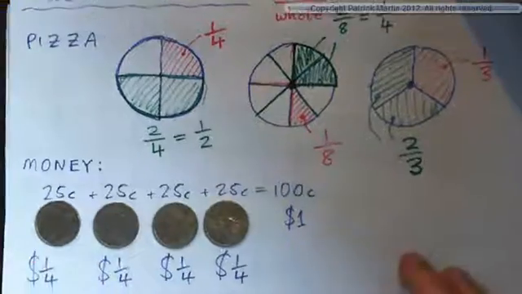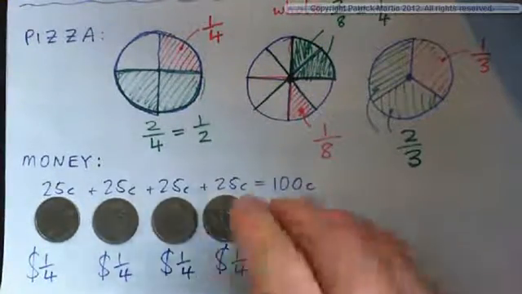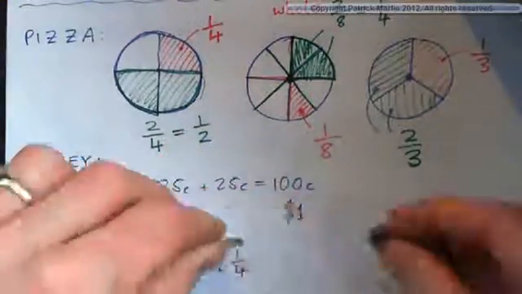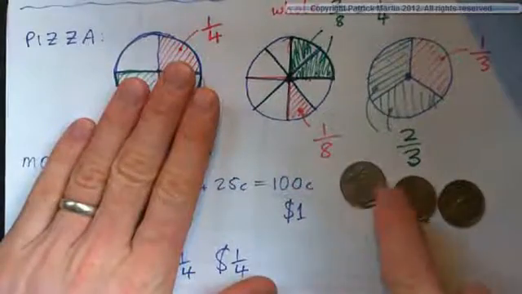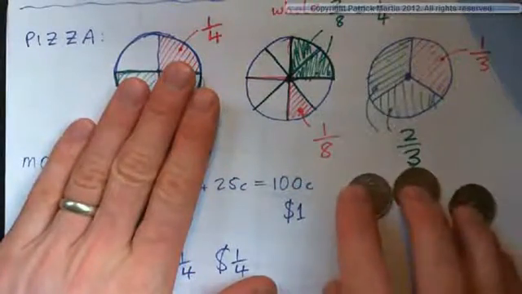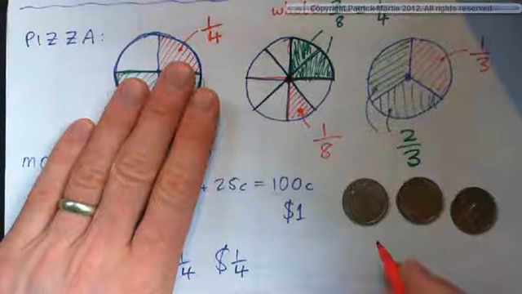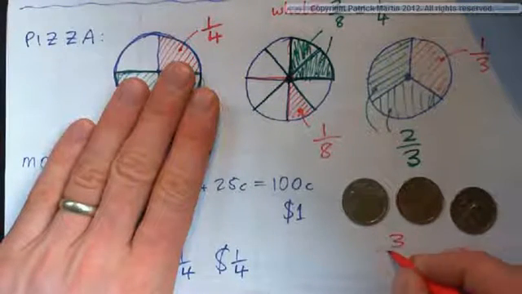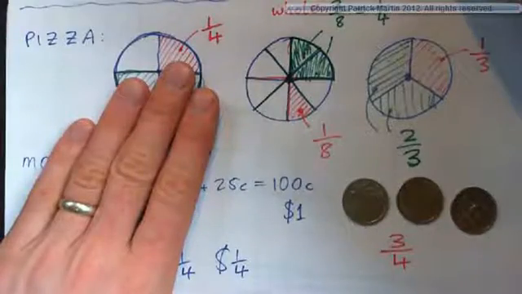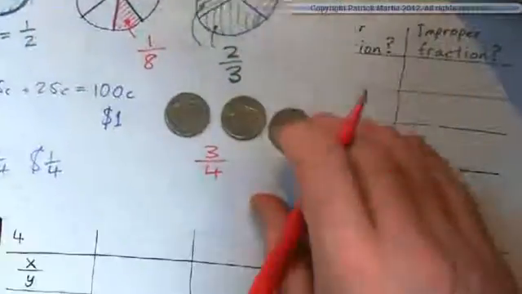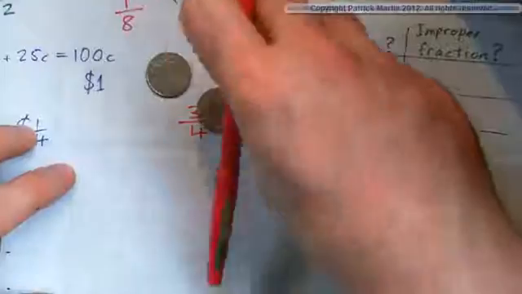And 4 of them add up to make a whole. So what if I had just 3 of these? What would 3 of these be? 1, 2, 3. How would you describe having 3 of these? That would be 3 quarters, wouldn't it? 3 quarters, right?